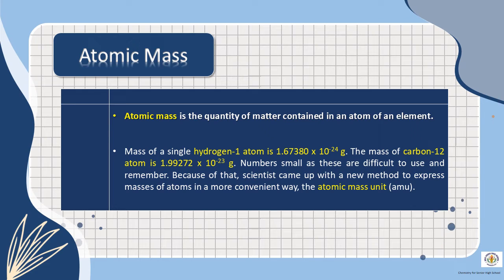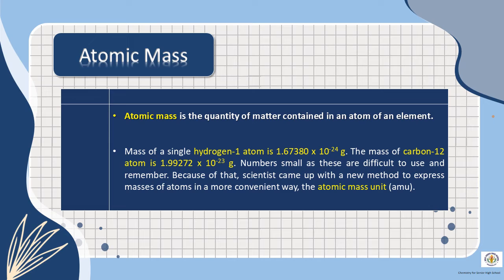So let's move on to the topic atomic mass. Atomic mass is the quantity of matter contained in an atom of an element. The mass of a single hydrogen-1 atom is 1.67380 times 10 to the power of negative 24 grams. The mass of a carbon-12 atom is 1.99272 times 10 to the power of negative 23 grams. Numbers as small as these are difficult to use and remember.